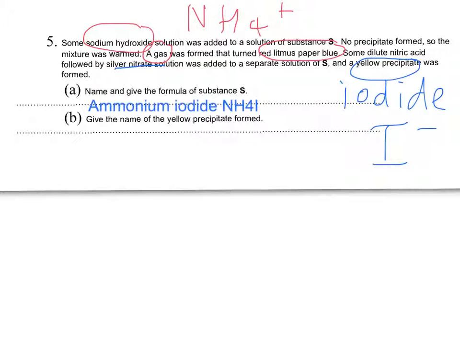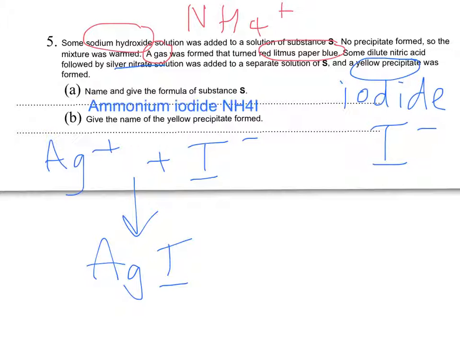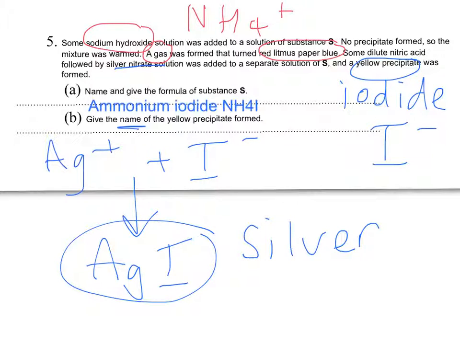The yellow precipitate was formed with silver nitrate. So you might remember that your Ag+ ions react with your I- ions to give you AgI. So the name of the yellow precipitate, there's its formula, but it was asking for the name, so it's silver iodide. Okay, that's the end of page 1. That's taken 12 minutes, so you might want a break before you watch page 2.